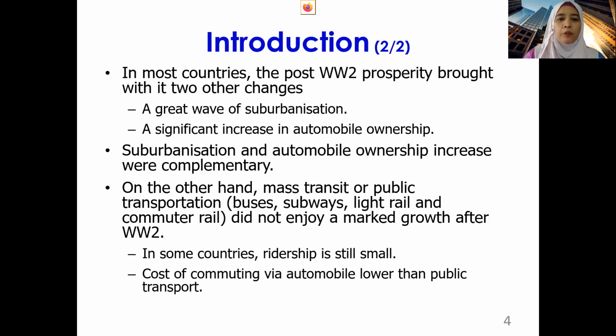Now, the cost of commuting via automobile is still lower than public transport in some countries because of the fact that public transport did not enjoy economies of scale because less people are using it. Okay, less people using the mass transit compared to automobiles. Cost of commuting is lower for cars.